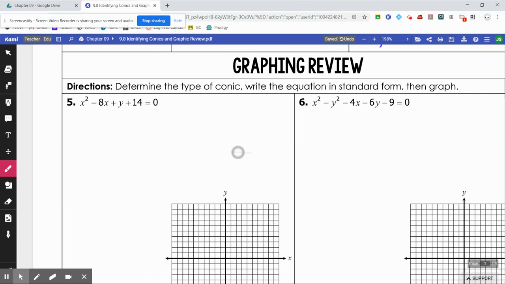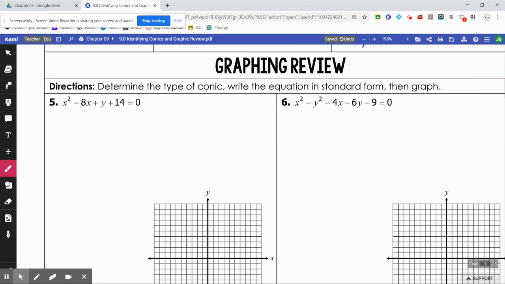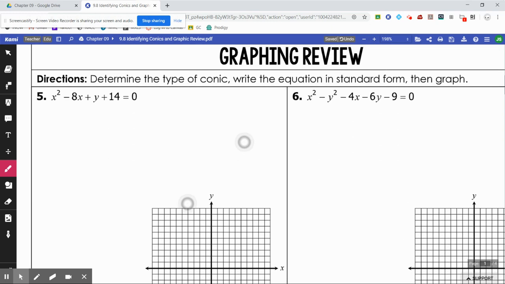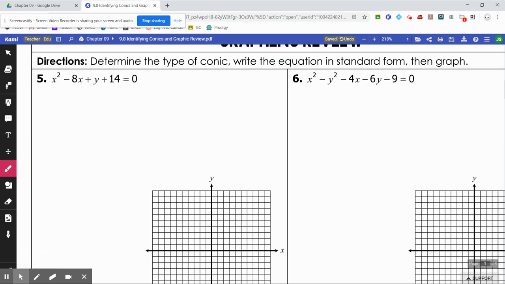Okay, the next section says determine the type of conic, then write the equation in standard form, and then we're going to graph it. Let's first identify what type it is. Since only the x is being squared, this is going to be a parabola. And reminder that since it's x squared, your standard form is going to be y equals 1 over 4p times x minus h squared plus k.